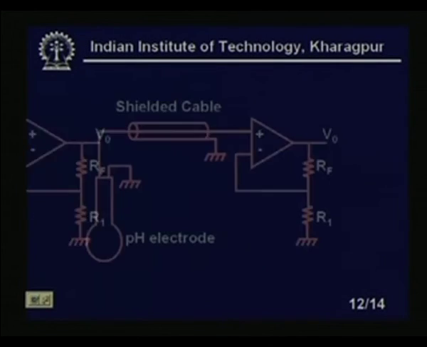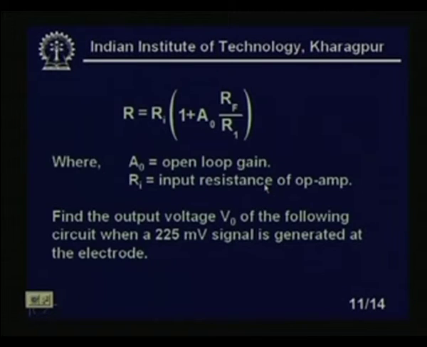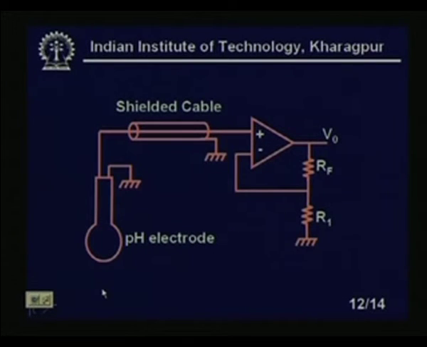So, let us go back and look at the circuit once again. R1, Rf. Now, R equal to Ri (1 plus A naught Rf by R1), where A naught is the open loop gain and Ri is the input resistance of the op amp. Find the output voltage V naught of the following circuit when a 225 millivolt signal is generated at the electrode. The shielded cable looks like this, with the pH electrode. You see this is a buffer amplifier we have used, supposed to have very high input impedance. So, we have used a shielded cable.